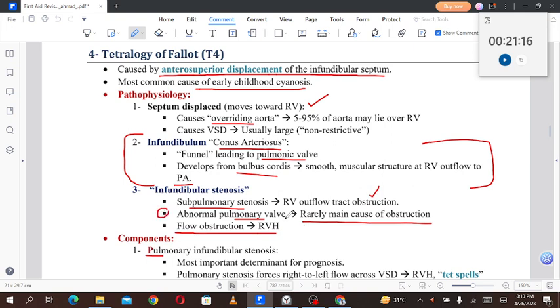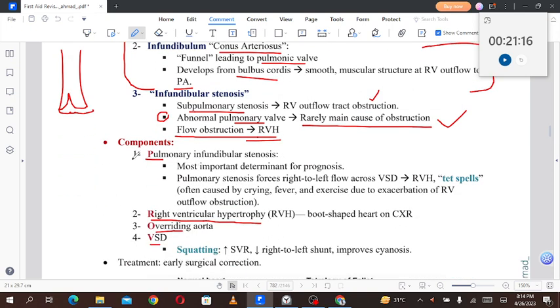Let's read this point. The abnormal pulmonary valve: suppose this is the pulmonary artery and there is the semilunar valve for the pulmonary artery. Maybe this is the pulmonary valve, something like that. A problem with the semilunar valve is one of the rare, minor causes of tetralogy of Fallot. The main cause is infundibular stenosis, not valvular stenosis. The actual problem is subpulmonary stenosis, the stenosis below that, over here somewhere. This is right ventricular outflow tract obstruction, and when the right ventricular outflow tract is obstructed, right ventricular hypertrophy takes place.